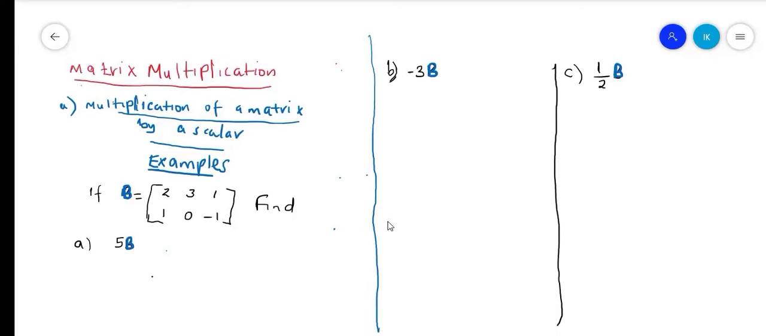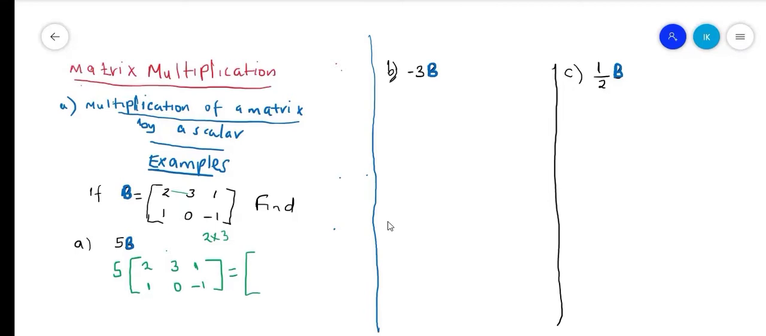So in this given matrix B, 2 3 1 on the first row and 1 0 negative 1 on the second, this matrix has 2 rows and 3 columns, and that is the order of that matrix. So what we do now is we take 5, then substitute the value of B with 2 3 1, 1 0 and negative 1. To solve this question, we will multiply every element, and we said elements are numbers within the bracket. So we'll take 5 and multiply every element there.